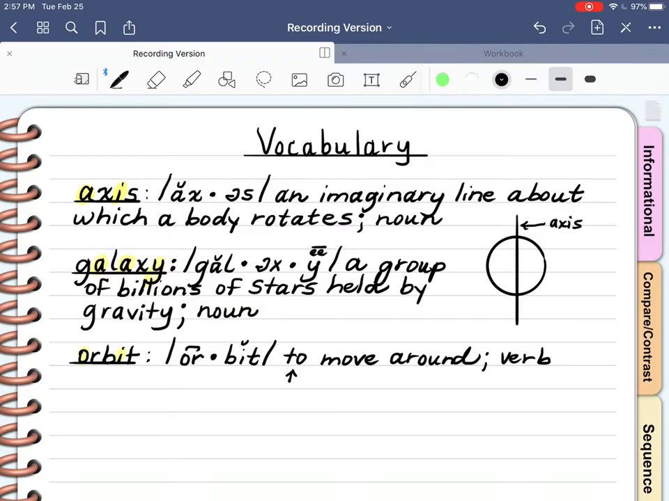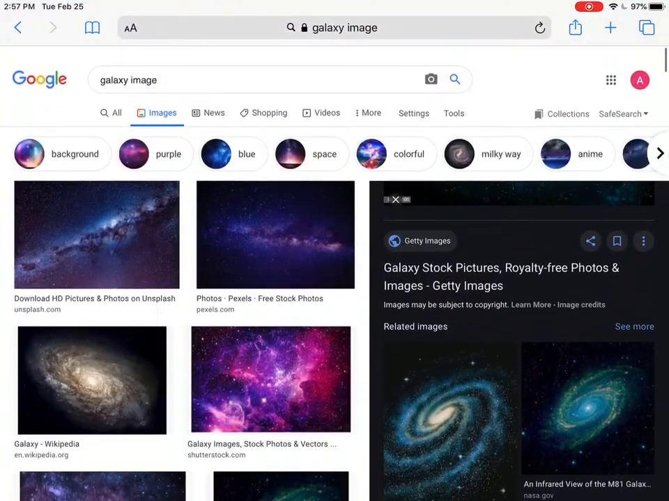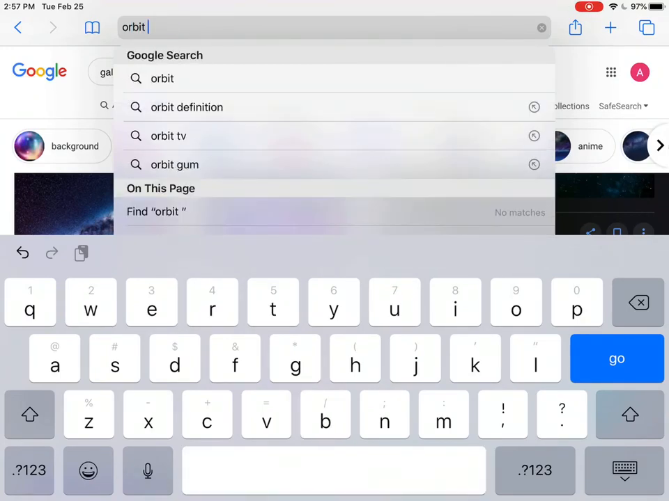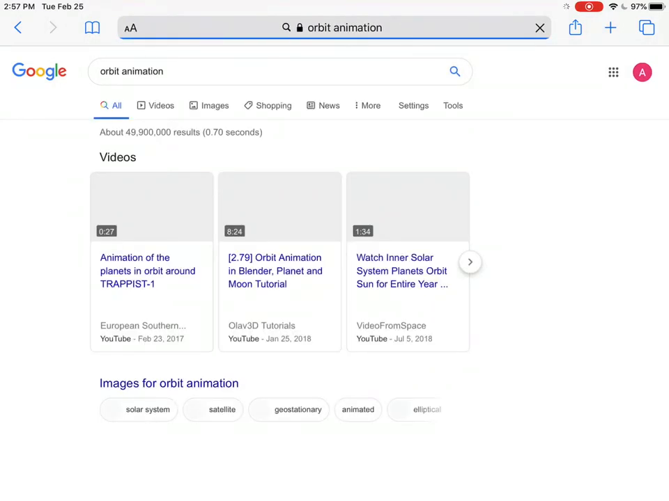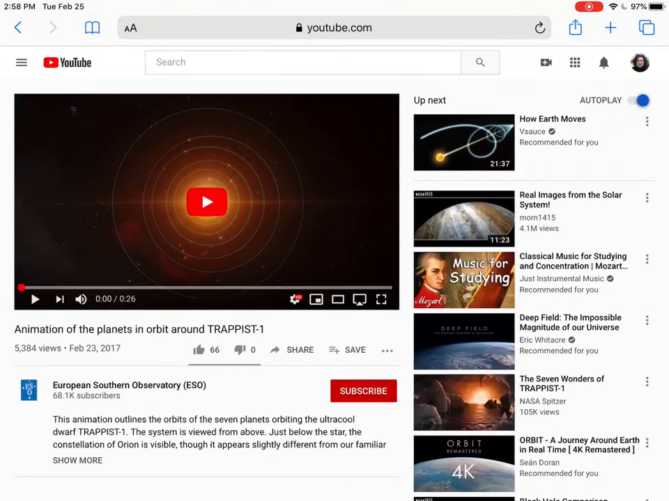And I want to show you what orbit looks like in animation. Now this time I want my picture to move. So I'm going to type the word orbit, and then I'm going to type the word animation, which means like a cartoon, a movement, and see if we can't get a picture of an orbit. Here we go. You'll get some videos, and this will let you see what orbit looks like. I'm going to go with this one because it's very short. So let's look at this video of orbits.